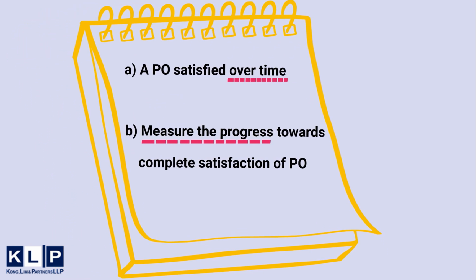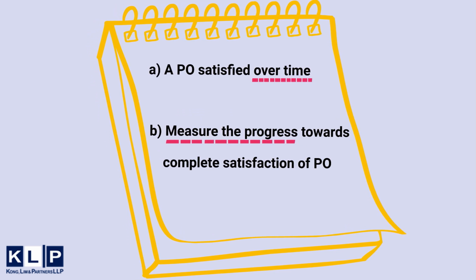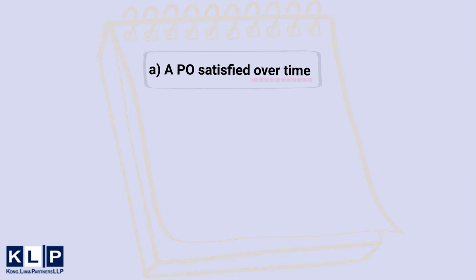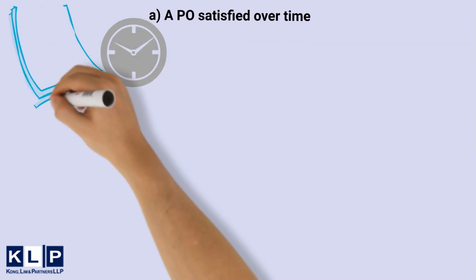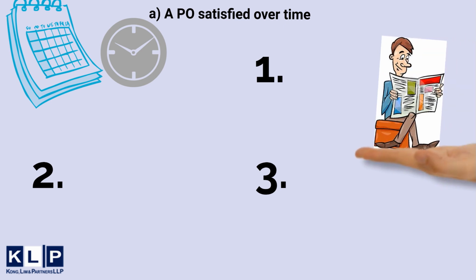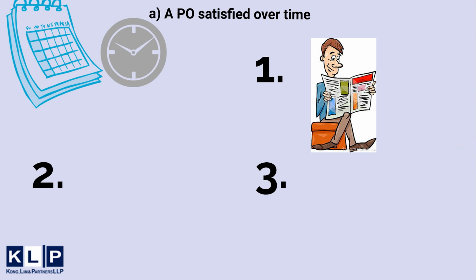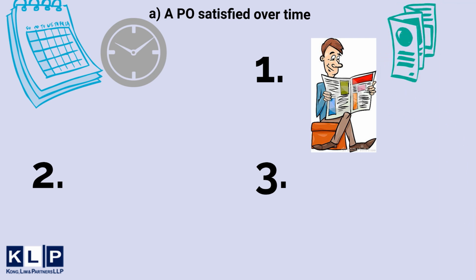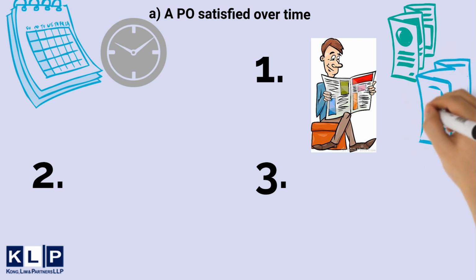The first criteria states that the entity must transfer control of the products over time and therefore recognizes revenue over time. Here are 3 criteria with examples for a performance obligation to be satisfied over time. Number 1, the customer simultaneously receives and consumes the benefits provided by the entity's performance as the entity performs it, as in the case of the magazine subscription.